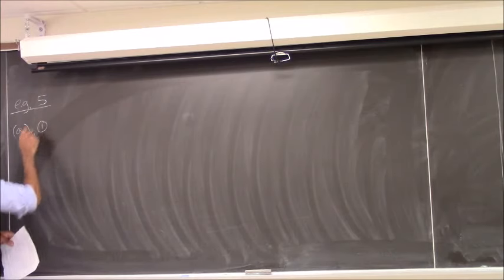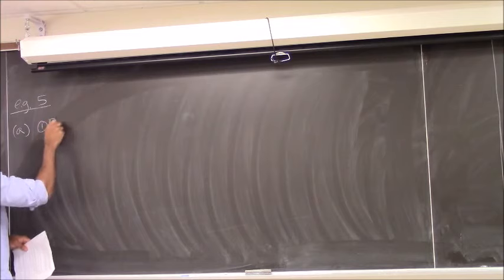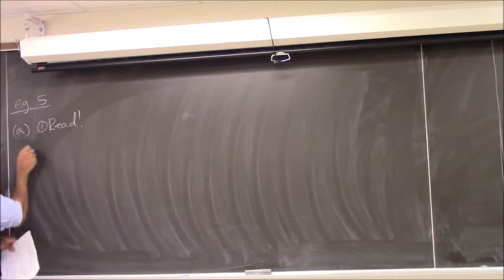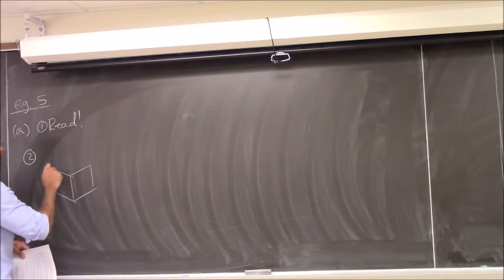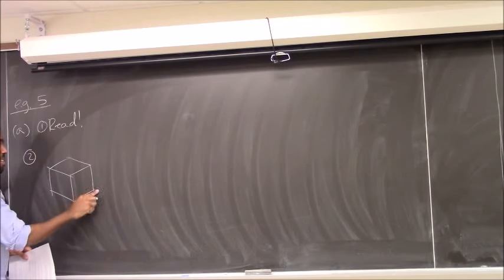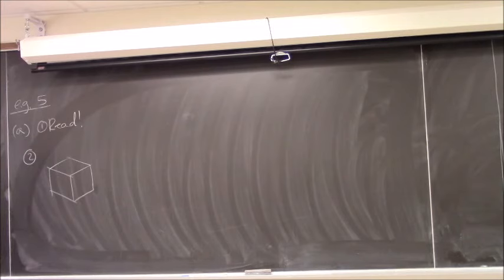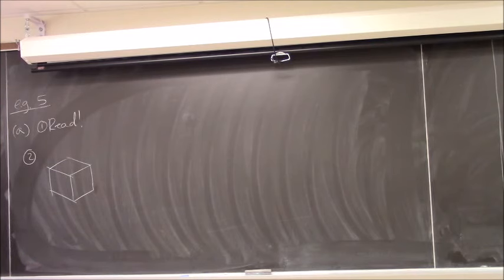Part A, step 1: read it. Step 2: draw a diagram. So this is a cube. You need to draw and label a diagram. You need to label it very intuitively, based strictly on how the question is phrased. Anything that's changing, you label with a variable. Anything that's not changing, you label with a constant. So how do you label this?